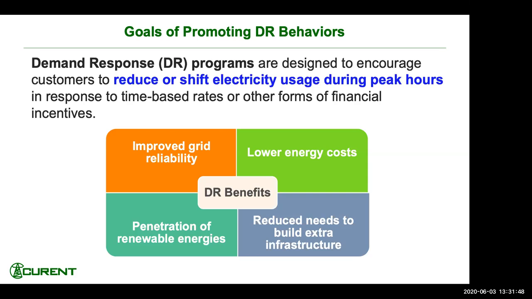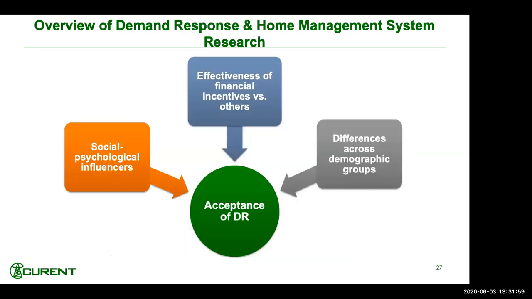So the goal is to shift energy usage to off-peak hours. It doesn't mean total saving of energy; it's shifting the energy consumption away from peak hours. So what we are interested in, again, is what are the social psychological factors, and what kind of incentive will encourage people to shift? That's not energy adoption, it's the energy consumption shifting behaviors. And what kind of differences are there among demographic groups?